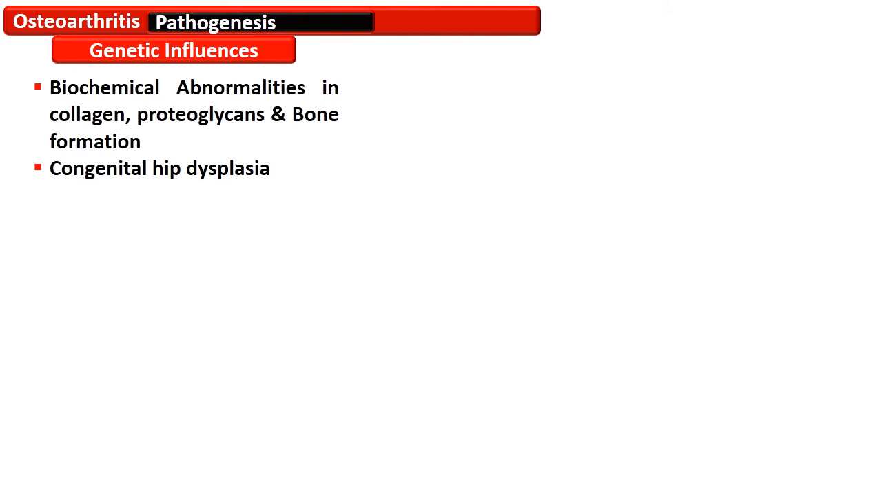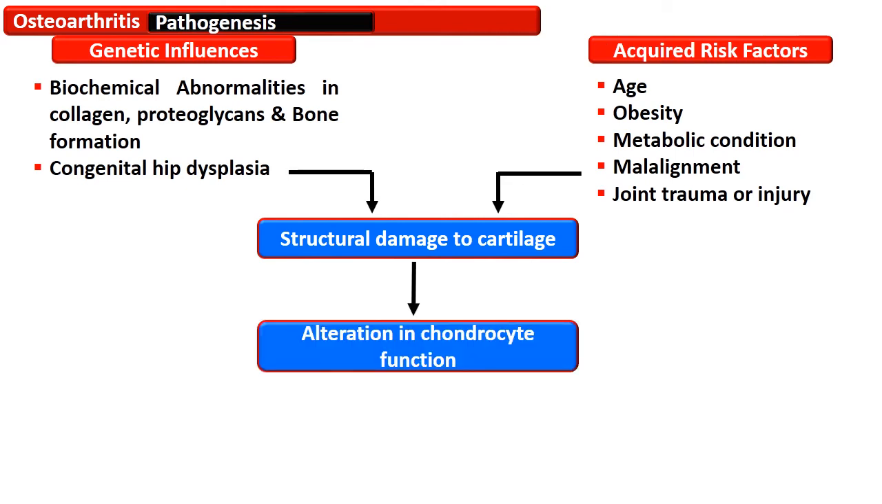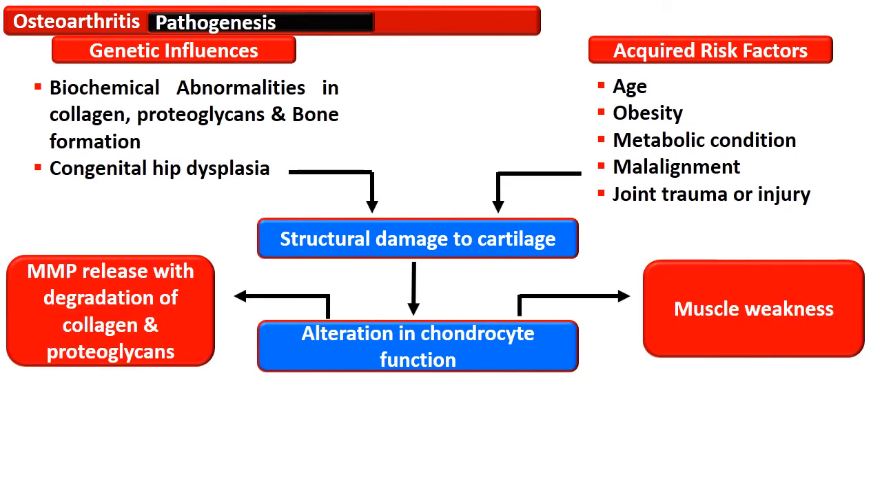Now if we summarize the pathogenetic events, there are some genetic influences, also some acquired risk factors. The genetic influences are biochemical abnormalities in the collagen, proteoglycans and bone formation, or the abnormality in congruity of the joint surfaces, or acquired risk factors such as age, obesity, metabolic condition, malalignment, or joint trauma or injury, which lead to the structural damage to the cartilage. And this structural damage to the cartilage will alter the function of the chondrocyte, as we have seen in the previous lecture.